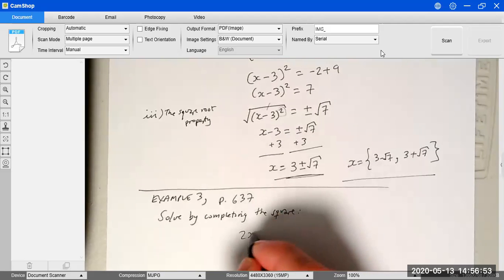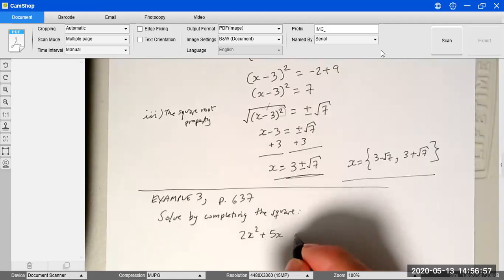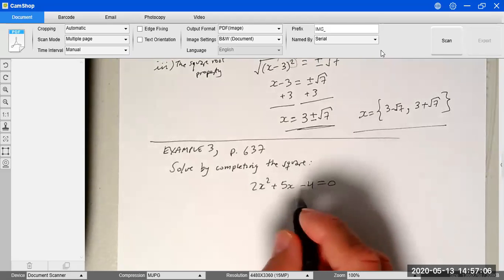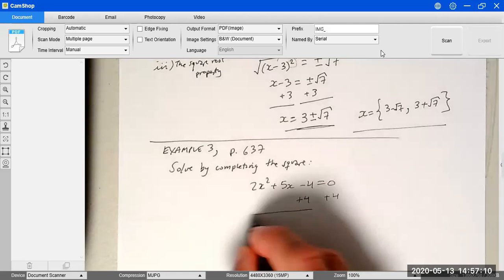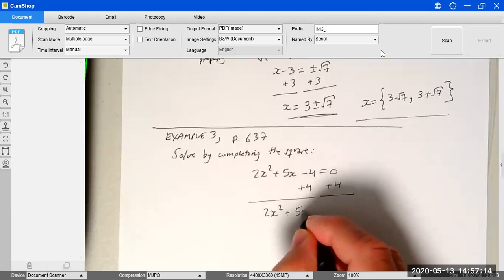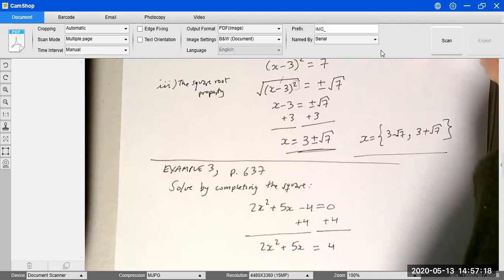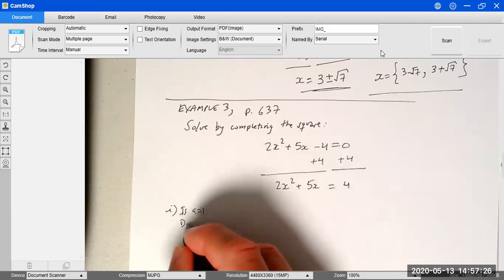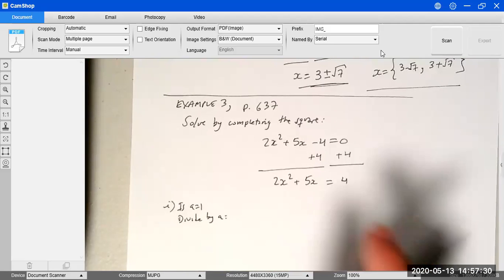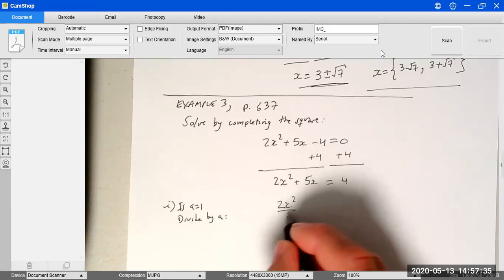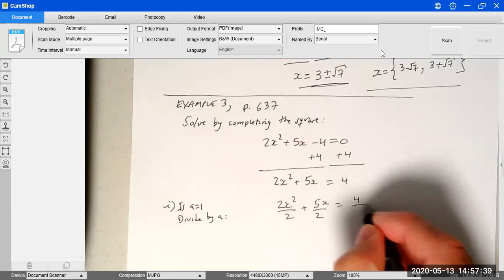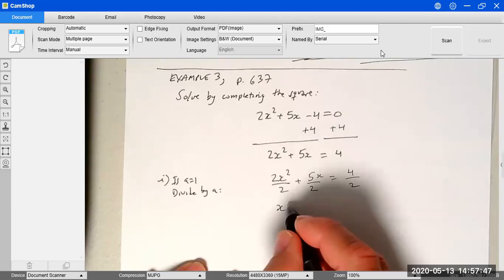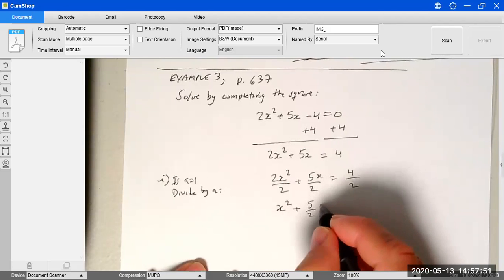So the equation is 2x squared plus 5x minus 4 equal to 0. So first we need to get only a binomial on the left hand side, so I'm going to add 4 to both sides, so I get 2x squared plus 5x equals 4. Now we're going to start checking conditions. First, is a equal to 1? No, then we need to divide both sides by a, so I'm going to divide everything by 2, so I'm going to have 2x squared over 2 plus 5x over 2 equals 4 over 2. So we divide everything by the leading coefficient, by a. So this gives me x squared plus 5 over 2 x equals 2.